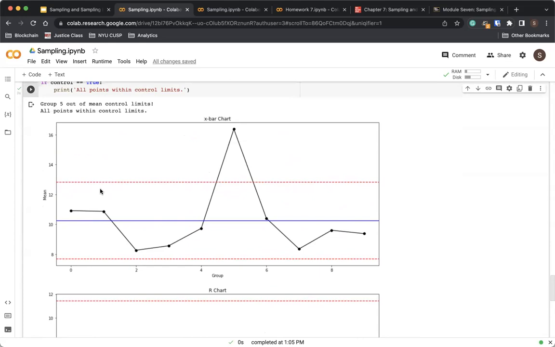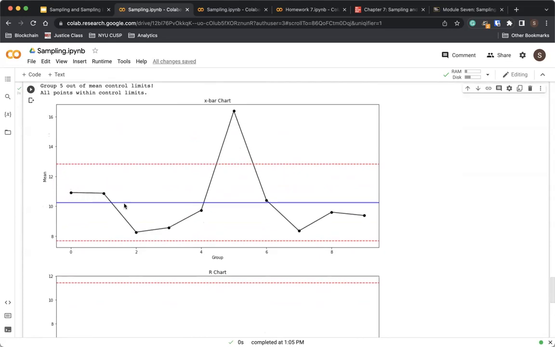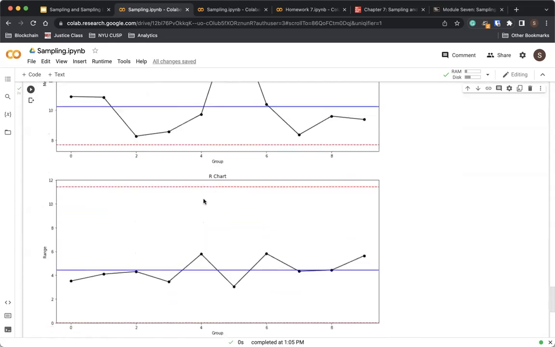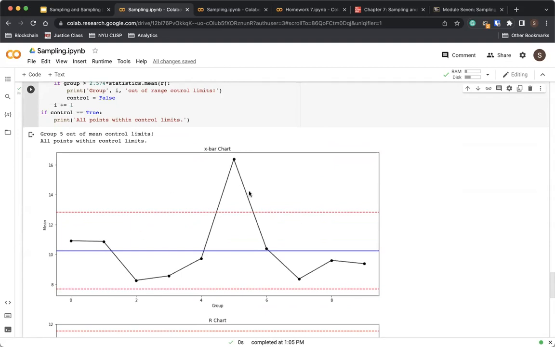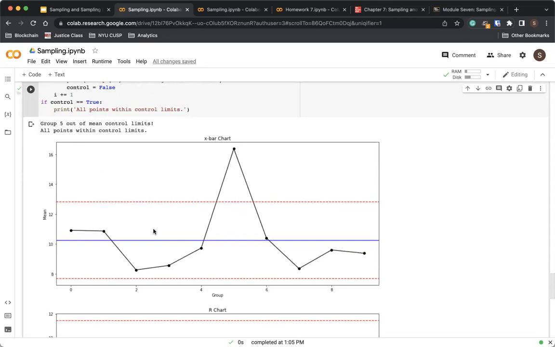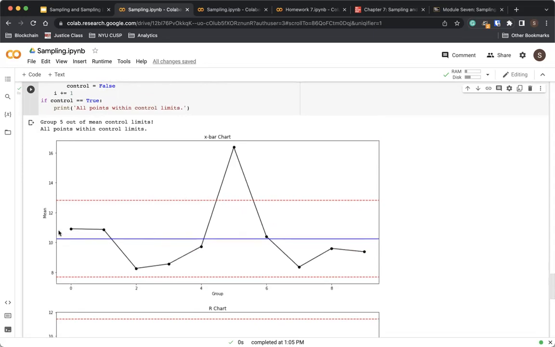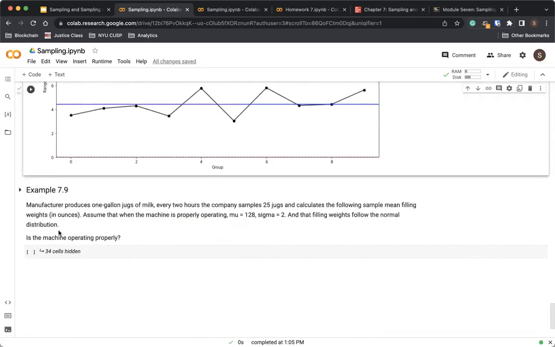So again, at the end of the day, we're just going to be looking at the sample mean. So we don't even need to worry about this R chart. And we'll be creating something similar to this in this demo right now, and also for homework. So that is the scope of our class.